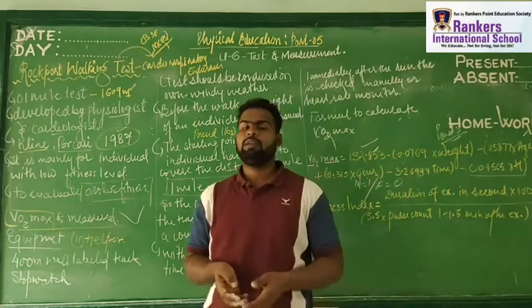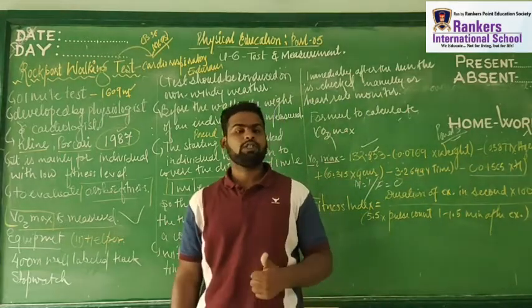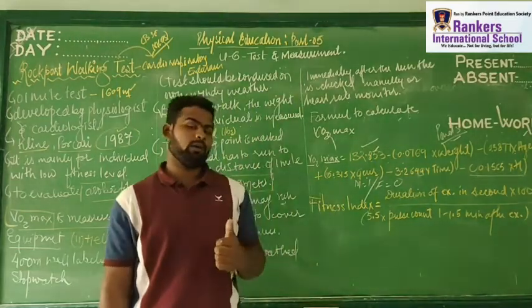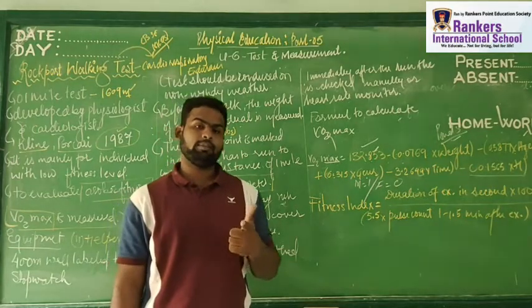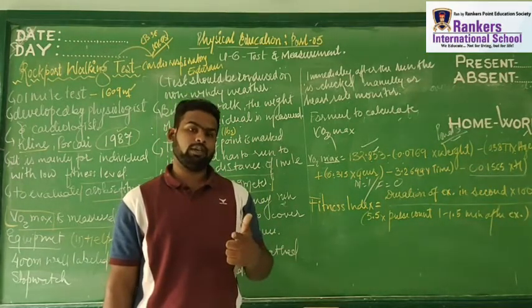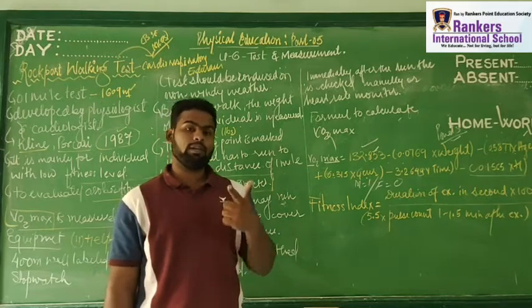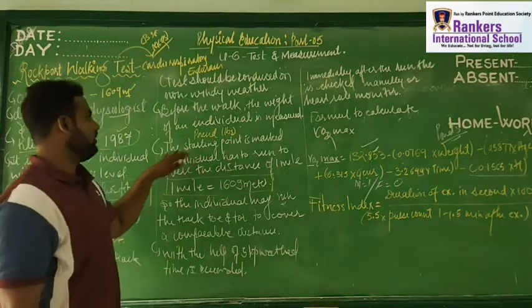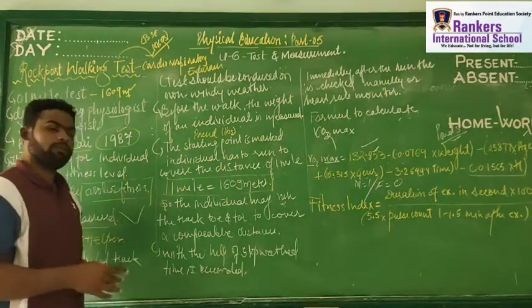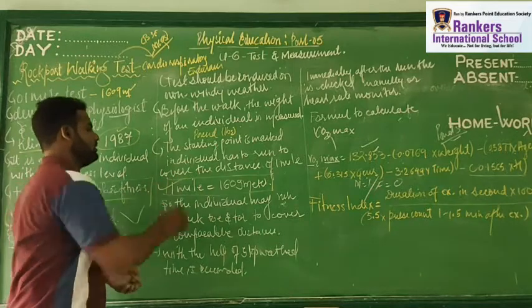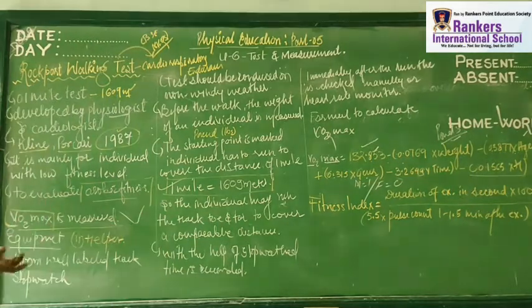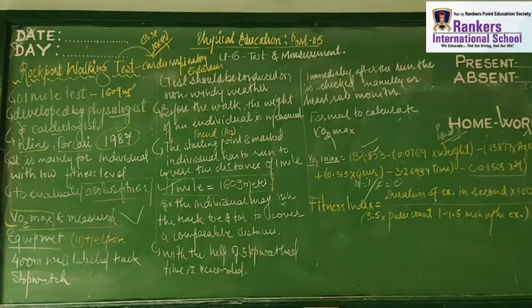The next thing we need to keep in mind is how to perform this. First, the individual will come and we need to conduct the test on a well-leveled ground. Second, there will be the measurement of weight, and their weight should be in pounds. Now we start the test with the individual, who will have to cover a distance of 1 mile, which is equal to 1609 meters. They can either run or walk, and they have to complete it as fast as possible.